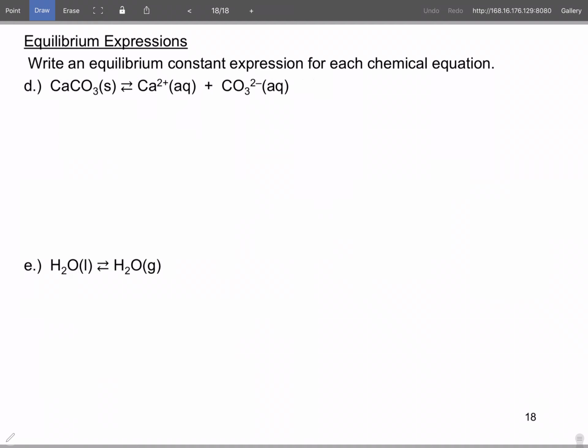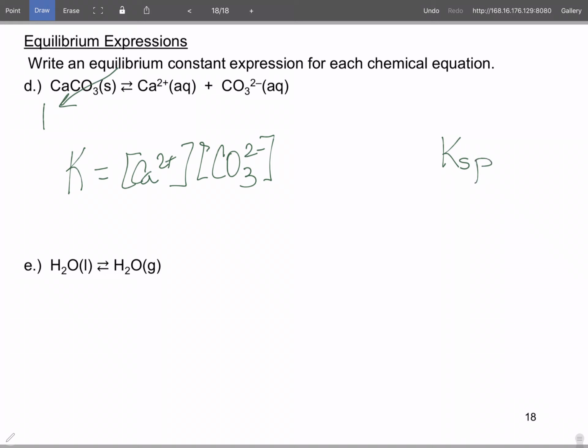Okay. And here we go again. This one, again, you look at it. Oh, wait, there's a solid. So this one's going to drop to 1. So your K is equal to calcium times carbonate ion. And you're done. Because that calcium carbonate dropped out. Now, you could have written it in and put it out. This, again, is a KSP.